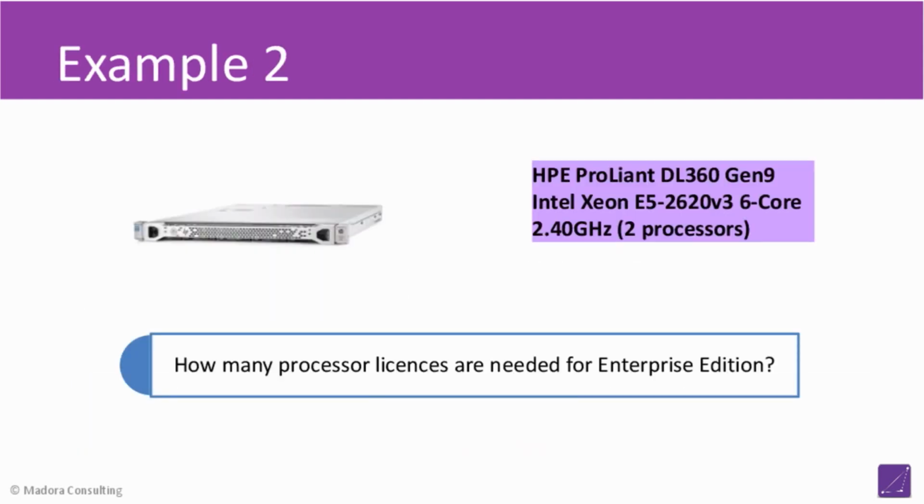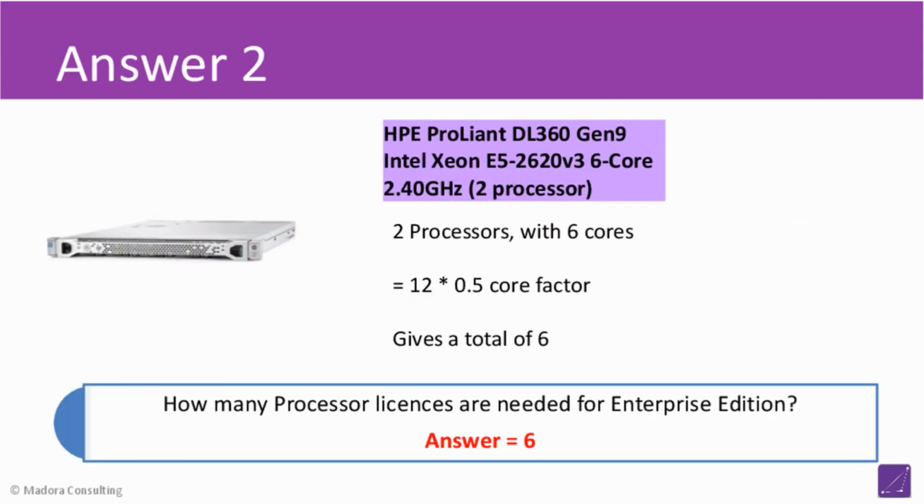In our second example, this one's got 2 processors, they're Intel Xeon, and each of them has 6 cores, giving a total of 12 cores for the server. So again, you multiply that 12 by the core factor, and for Intel Xeon it's 0.5. So 12 multiplied by 0.5, that server needs 6 processor licenses.